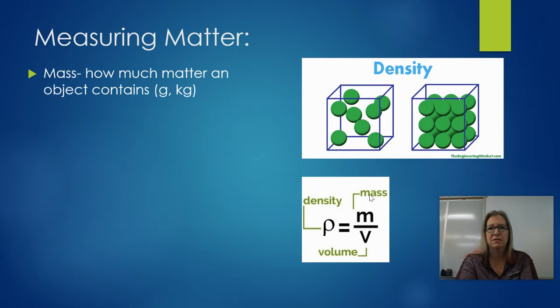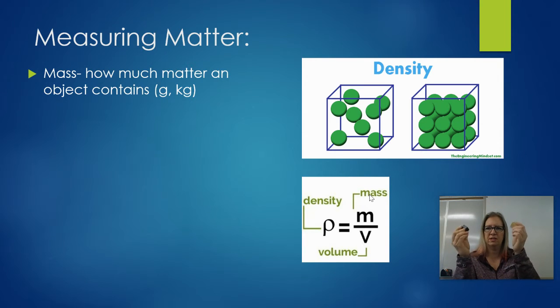First of all, we can take the mass, and that's how much matter there is, crammed into a substance. And remember, we've talked about mass and weight before. Weight is dependent upon gravity. Mass is the same no matter where you are in the universe. The mass is literally how much matter there is in the object.